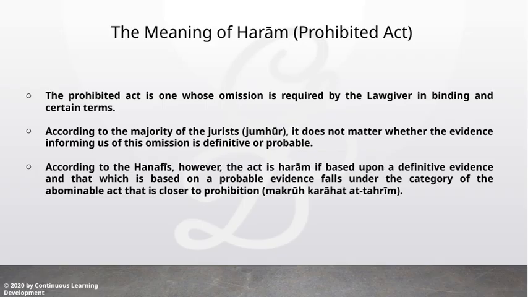However, the Hanafis have a slightly different perspective. They believe that if the evidence is definitive, then the act is clearly haram. But if the evidence is probable, then it falls into a category called makruh tahrimi, which means it's more like an abominable act that is closer to being prohibited but not quite.